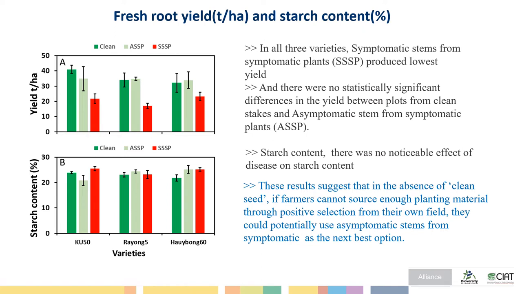So by this result, we suggest that in the absence of clean seed, if farmers cannot source enough planting material through positive selection, farmers can potentially use asymptomatic stem from symptomatic plants for the next season.